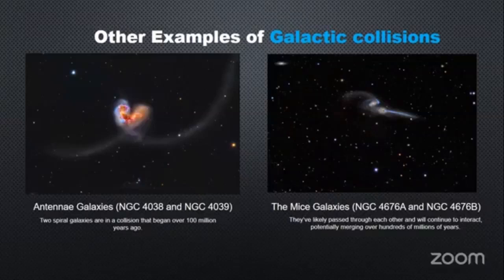For instance, the Antenna galaxies, these are two galaxies that have collided. The Antenna galaxies are NGC 4038 and NGC 4039. There are two spiral galaxies in a collision that began over 100 million years ago. Then we have the Mice galaxies. They have likely passed through each other and will continue to interact, potentially merging over hundreds of millions of years. So here's the Mice galaxies.